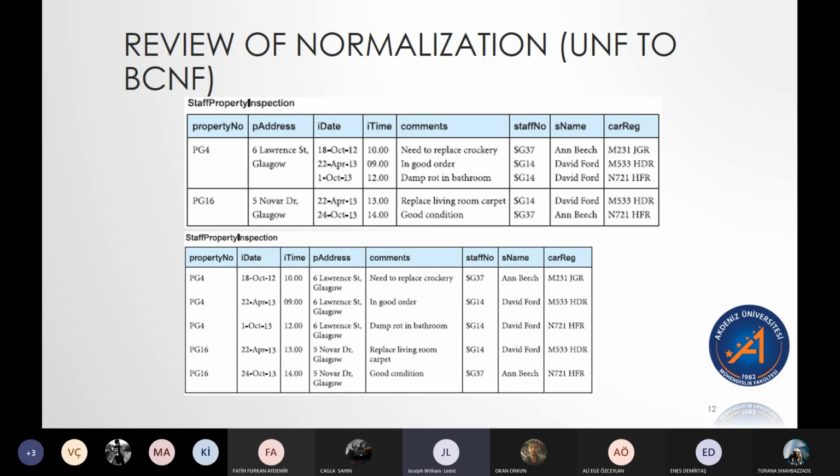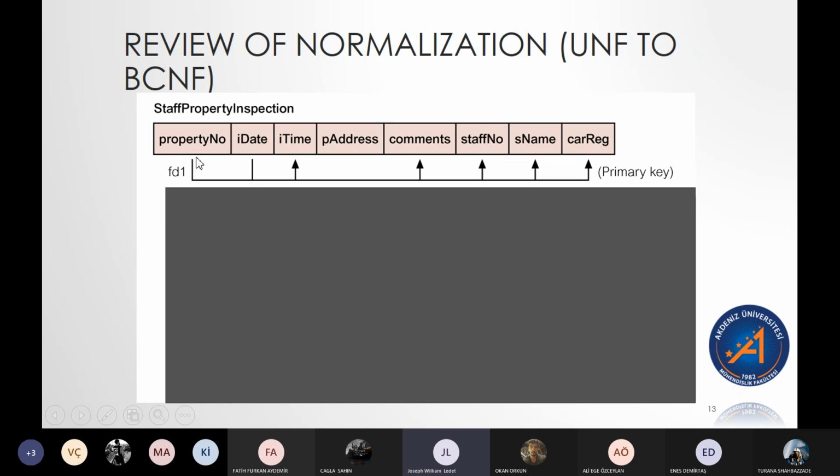Now I'm going to show you this one. For what they did, they stated that the property number and the date were the primary key. These two columns together form the primary key for the rest of this. Why do you think they left the time out? Because I'm thinking like you, Fatih Furkan, I date, I time, but they left the time out. Why, what do you think that means?